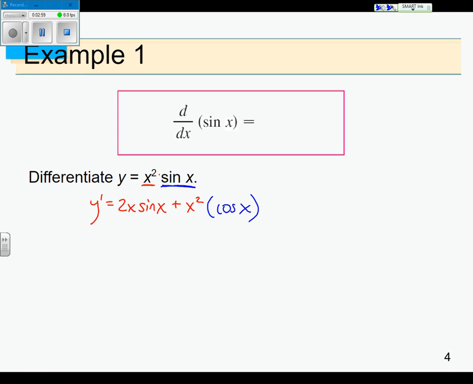There's not just a whole lot I can do with this. If I wanted to pull out an x, I could. You can write it without the parentheses. That might make it look a little bit better. But I would really just accept this. This is perfectly fine. And so this would be the derivative of x squared times the sine of x.